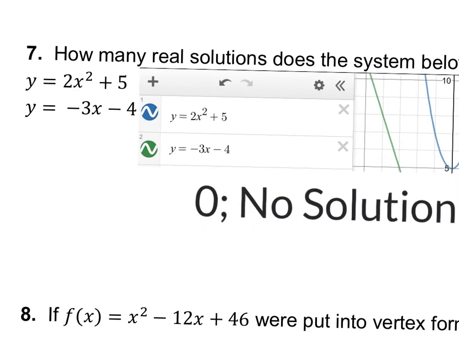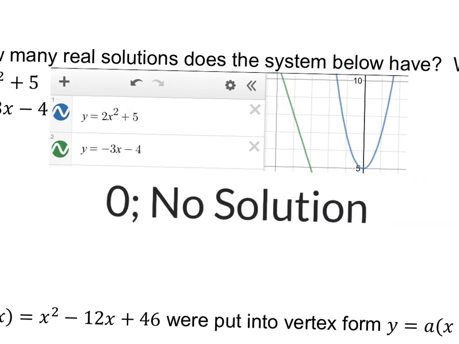Number 7 says, how many real solutions does the system below have, and what are they? Well, all you got to do is just graph them, and you'll see that there are no solutions. So there's no intersection, so how many? 0. What are they? It's just no solution.